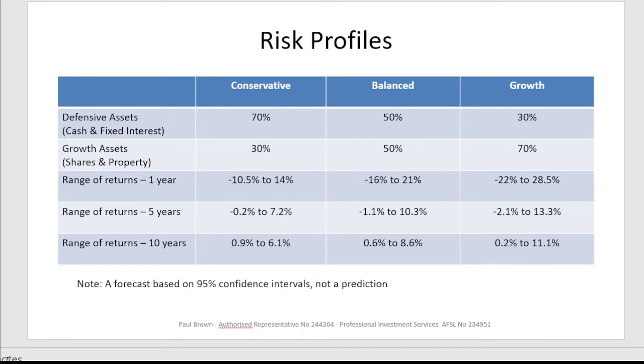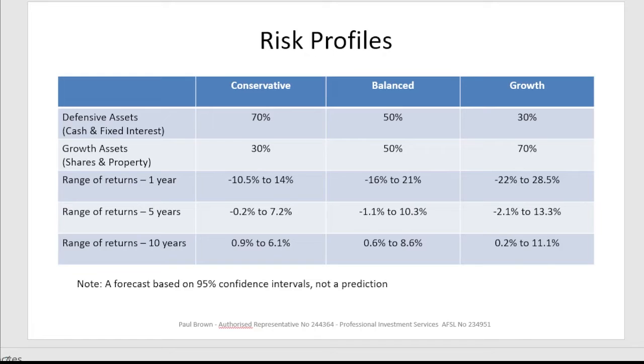So for a conservative strategy, you would have 70% in defensive assets and 30% in growth assets. For a balanced strategy, you would have 50-50. Okay, and for growth, you would have 30% in defensive assets and 70% in growth assets.